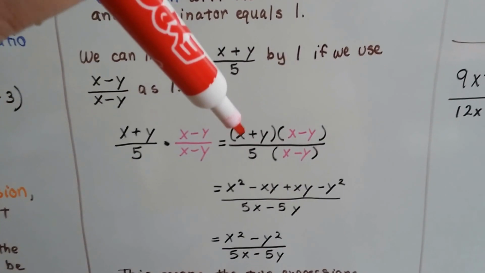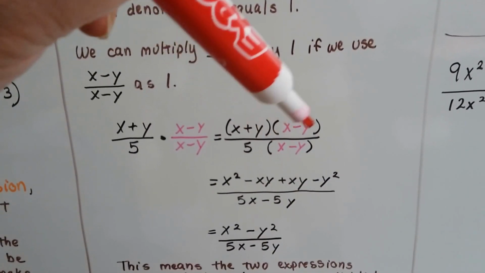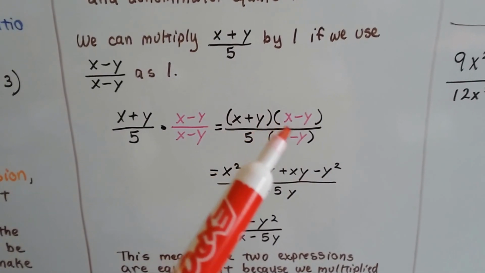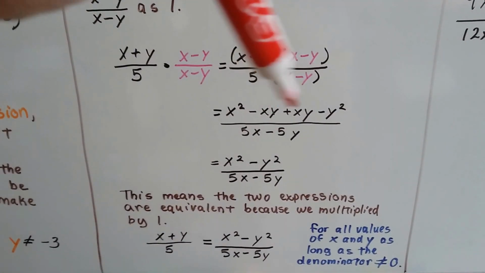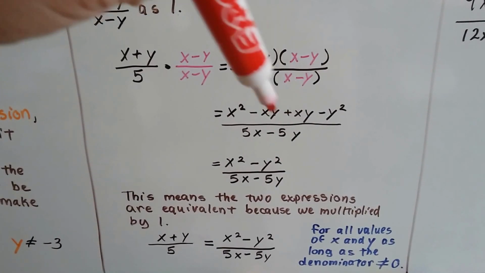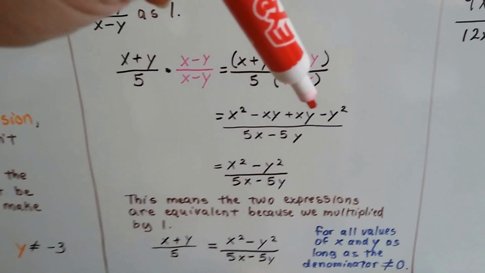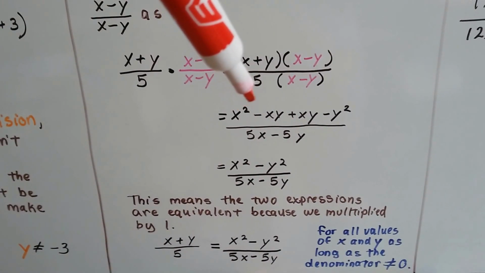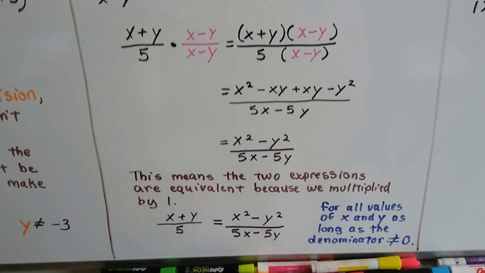We can FOIL this and distribute it. We get x squared minus xy plus xy minus y squared for the numerator. And we can distribute this and get 5x minus 5y for the denominator. When we combine these middle terms here, that makes a 0 pair. They're additive inverses. We've got a negative xy plus xy, so that gets eliminated. So we have x squared minus y squared over 5x minus 5y.